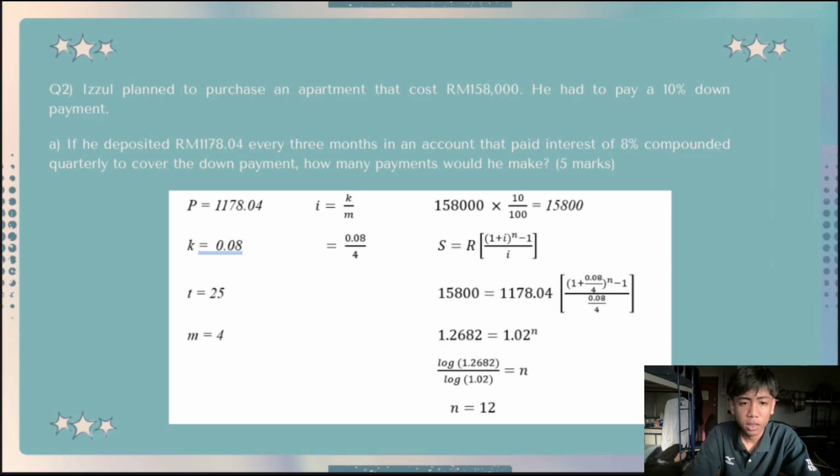So the first step is to find the amount of down payment he had to pay, which is 10% per 100 multiplied by 158,000. From the multiplication, the down payment he should pay is 15,800. The next step is using the annuity future value formula, which is S equal to R bracket 1 plus i to the power n minus 1 per i bracket. So enter the amounts into the formula and calculate using log to get n. So the answer for n is 12.